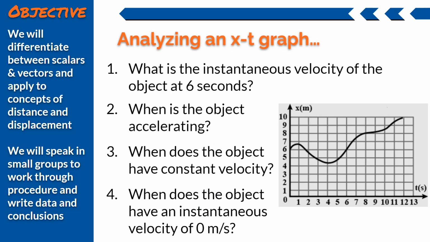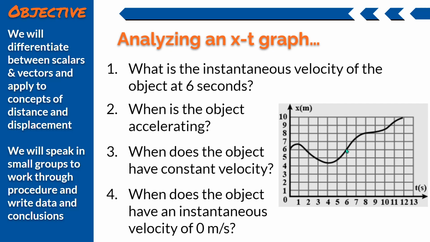Okay, so let's see if we can analyze an XT graph like this one. I've got some questions up here. What is the instantaneous velocity of the object at 6 seconds? Well, you can tell that this velocity is changing quite a bit because my slope is changing. This is like a really weird looking curve. And so if I ask you for instantaneous velocity, I want to know what the velocity is at that instant, specifically at 6 seconds.